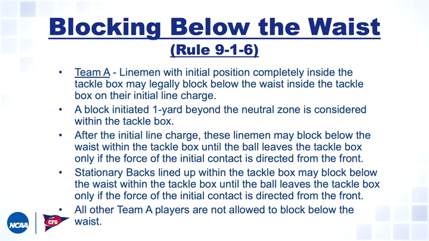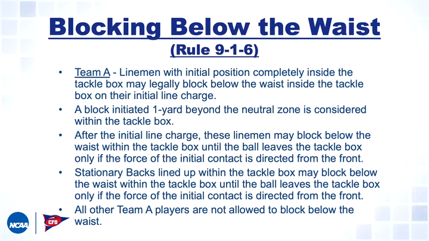As we look at the rule, Team A, or the offense, linemen with initial position inside the tackle box can legally block below the waist inside the tackle box on their initial line charge. And that block can be from the front below the waist, from the side. It just can't be a clip at or below the knee. And a block that's initiated 1 yard beyond the neutral zone is considered within the tackle box. But a lineman couldn't go to the second level, say 3 yards downfield, and block a linebacker below the waist. That block would have to be at the waist or above.